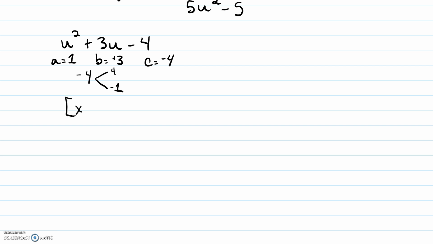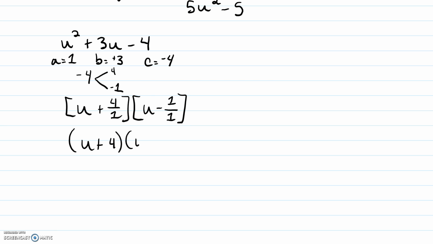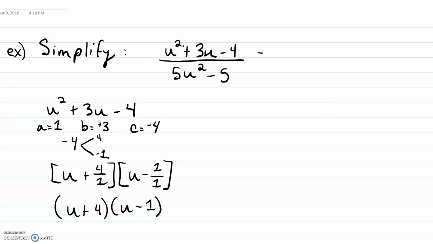Bring those constants down. Make sure you use the right variable. So we have u plus 4, divided by a, u minus 1, divided by a. Make sure to divide those constants by a. Reduce your fractions. And of course you're going to end up with u plus 4, u minus 1. So up here, we're going to take our numerator and write it as factors.